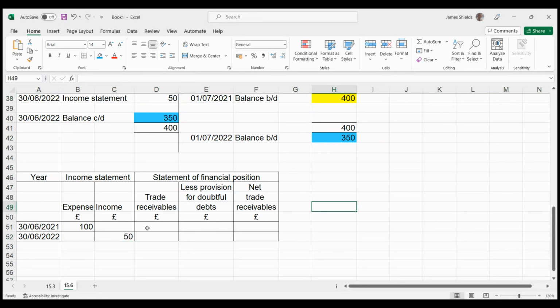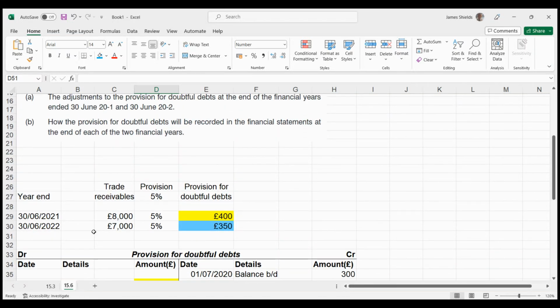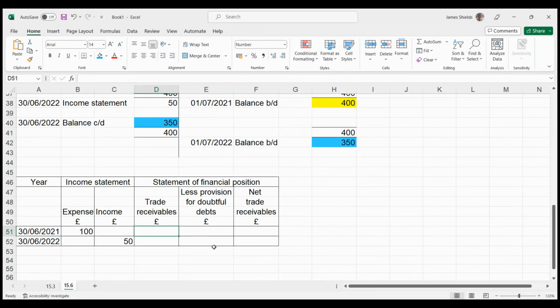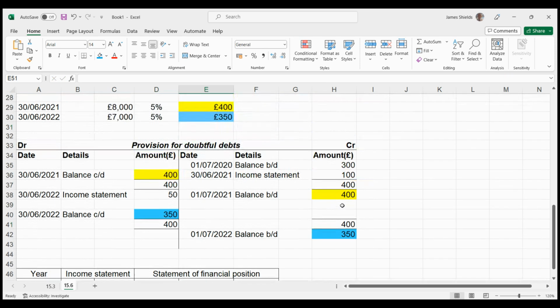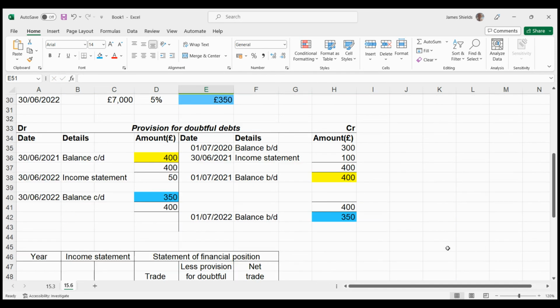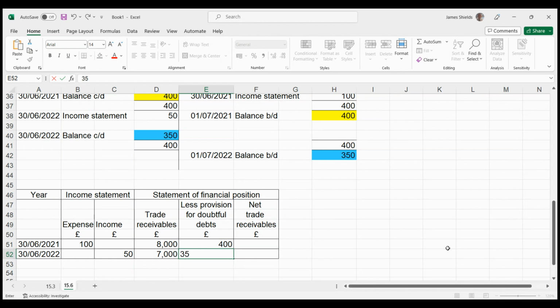In your statement of financial position, for trade receivables we want the amount in the question, which was 8,000 and 7,000. The provision for doubtful debts we worked out was £400 and then £350. The net trade receivables will be the 8,000, take away the 400 for the year ended June 2021. And for the year ended June 2022, it'll be the 7,000, take away your £350, which gives you £6,650. So there's a little table to show you the entries in the income statement and statement of financial position.